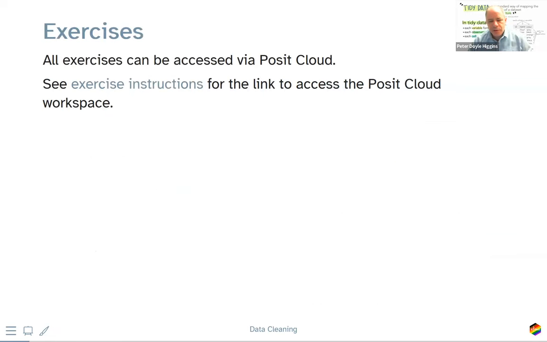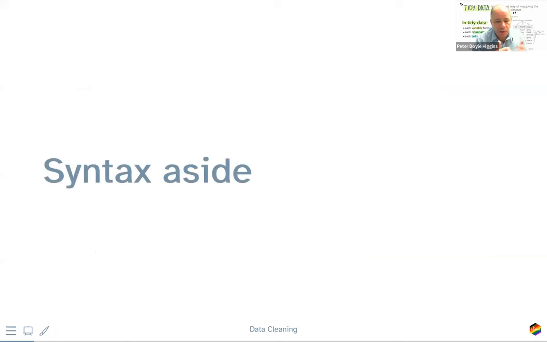The exercises are all available via Posit Cloud. In the exercise instructions and in the links that are being put in the chat, you can get access to the Posit Cloud workspace so you can code along. It's important to get that login settled before we get to that point of actually doing the exercises. So if you can take a minute to do that now, it's probably worth it. Otherwise, you can just watch along.